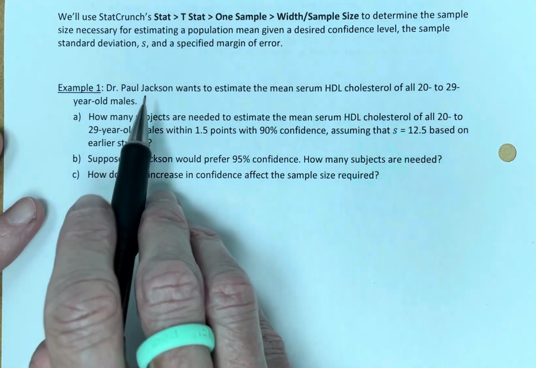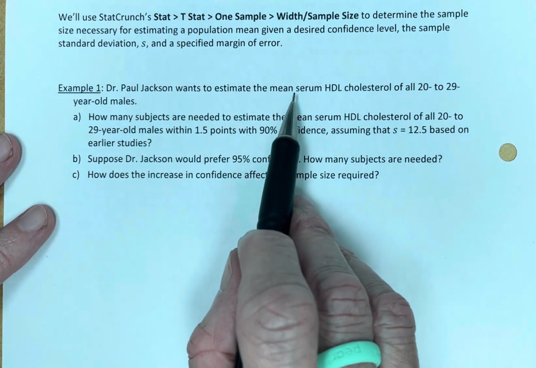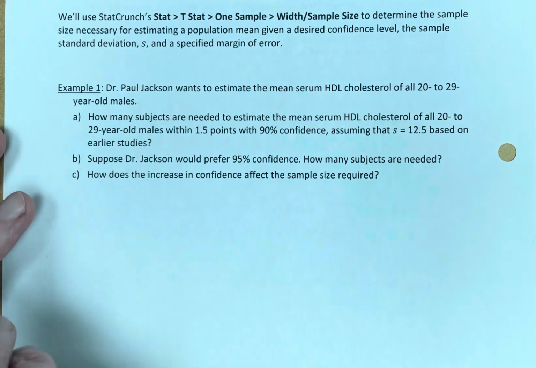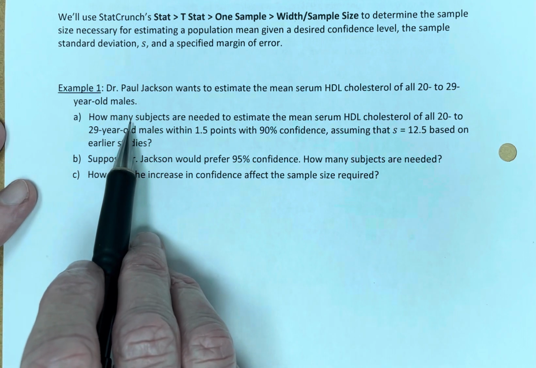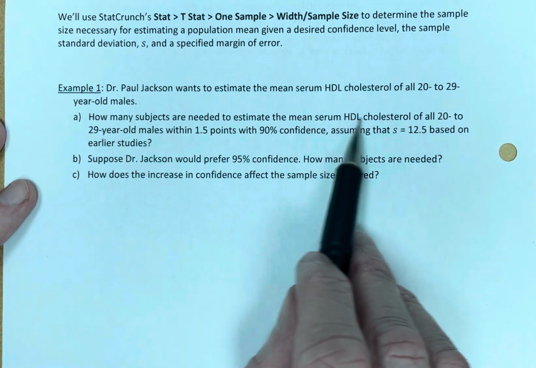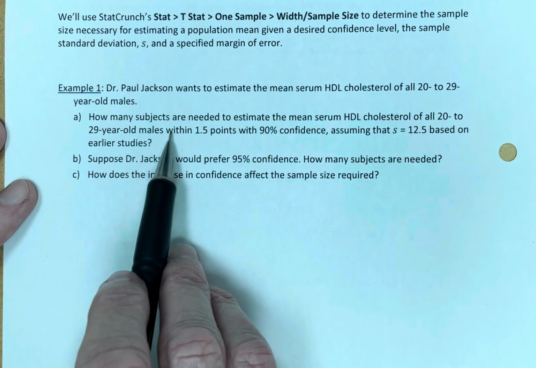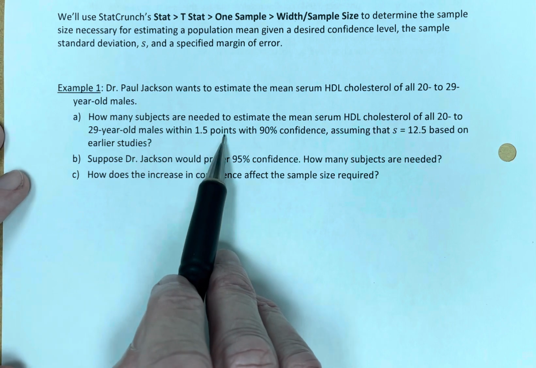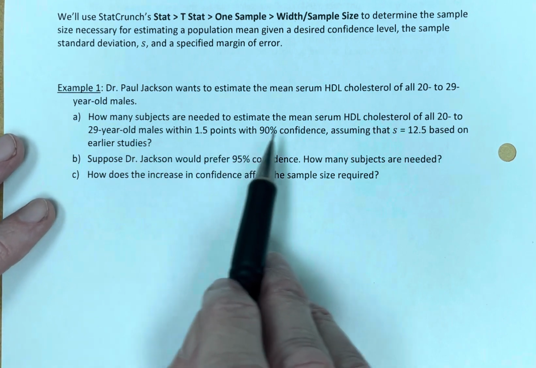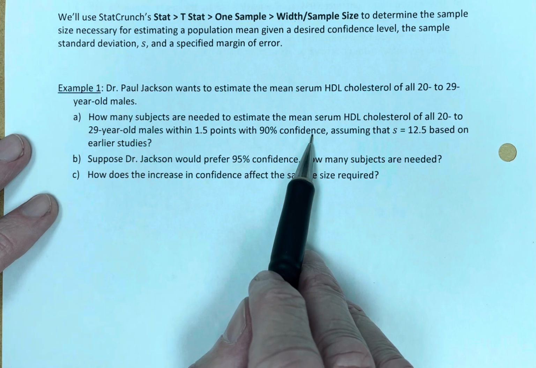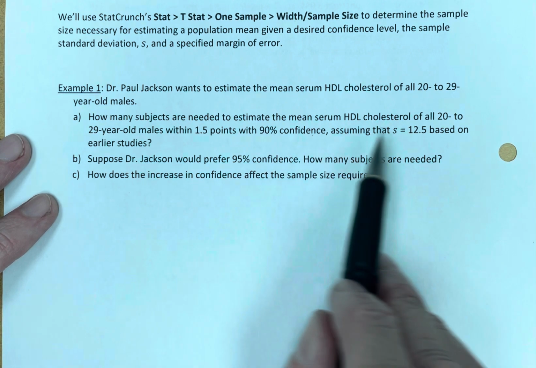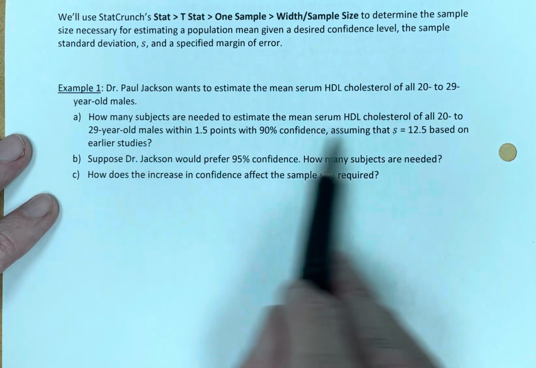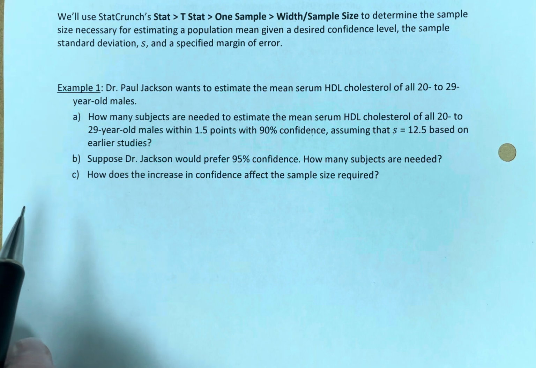Dr. Paul Jackson wants to estimate the mean serum HDL cholesterol of all 20 to 29-year-old males. How many subjects are needed to estimate the mean cholesterol of all the males, the population? Okay, he wants to be within 1.5 points with 90% confidence, assuming that the sample standard deviation based upon earlier studies is 12.5.